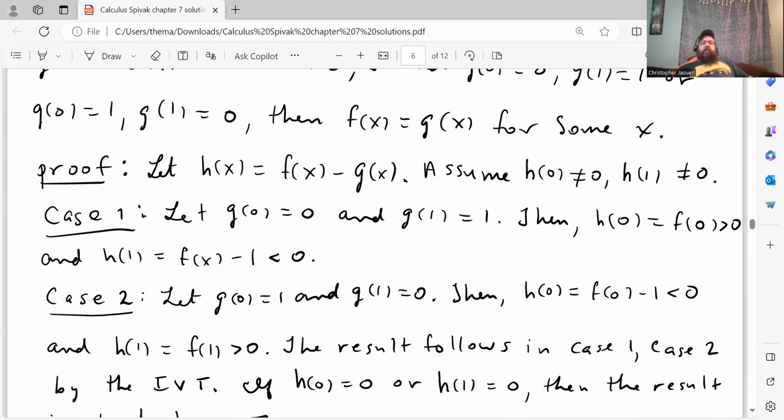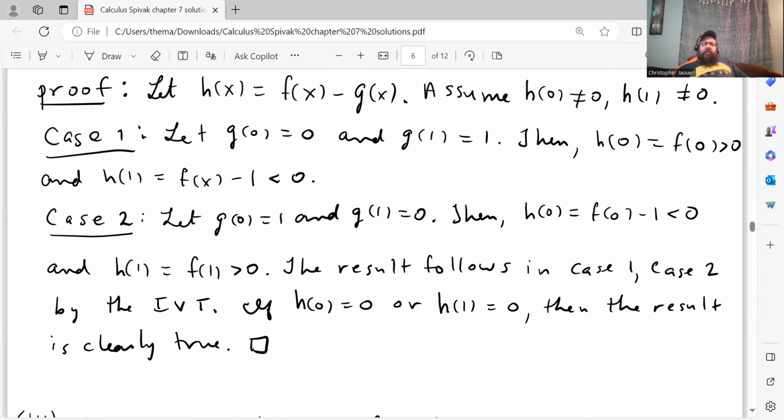Let h of x equal f of x minus g of x, and assume that h of 0 is not 0 and h of 1 is not 0. Then I broke it down into the two cases that he suggests. So case 1, g of 0 is 0 and g of 1 is 1. Then h of 0 is f of 0, which is, of course, positive, and h of 1 is f of 1 minus 1, which is obviously negative. Therefore, it follows from the intermediate value theorem.